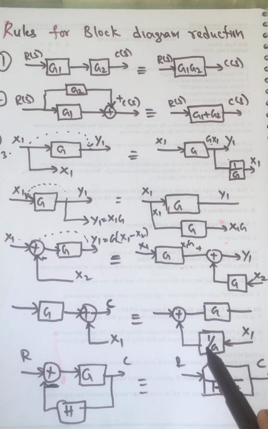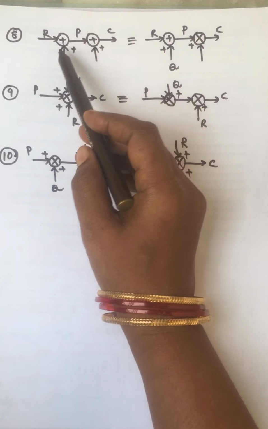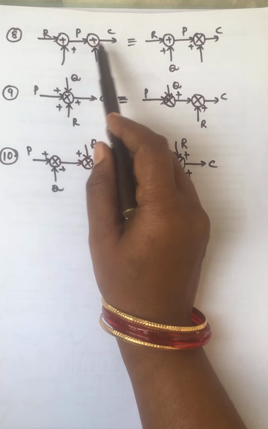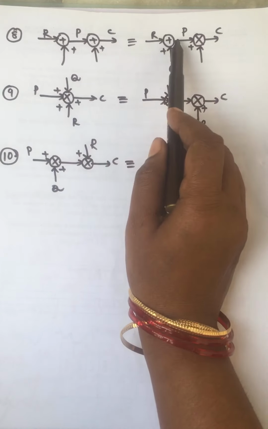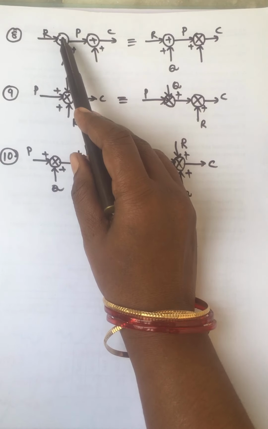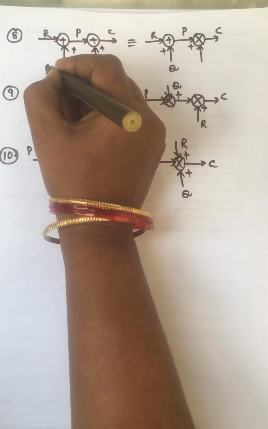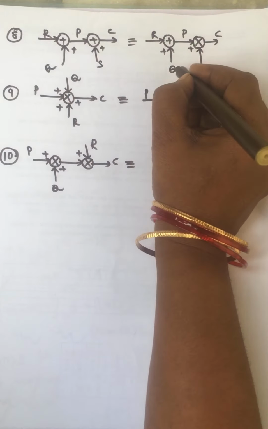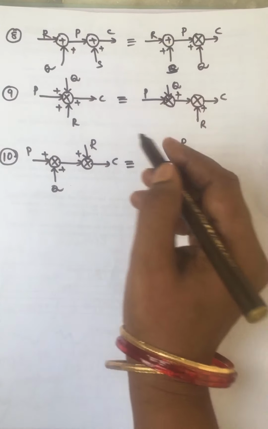Now similarly we have the eighth rule. The eighth rule is given like this. For example, you have two summing points like this, one immediately after the other. We can interchange these two summing points and there will be no effect on the output. So here Q will be added here and S will be added here. We can interchange S and Q and there will be no effect.